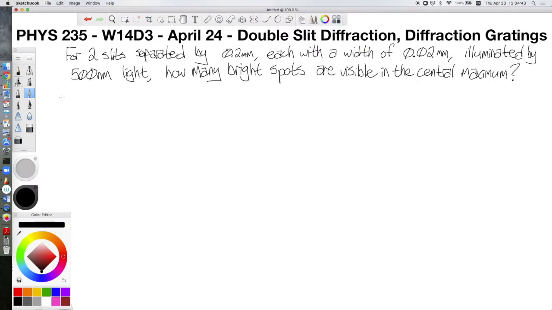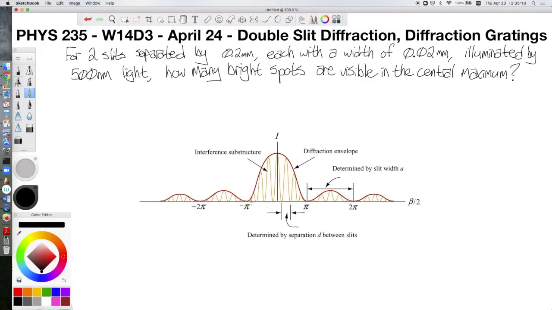So for two slits separated by 0.2 millimeters, each of those slits with a width of 0.02 millimeters, illuminated by 500 nanometer light, I want to know how many bright spots are visible within the central maximum. Just to be clear, I'm basically asking how many bright spots are there between this dark spot and this dark spot. Based on the image, that would be 1, 2, 3, 4, 5, 6, 7 bright spots visible in the central maximum.